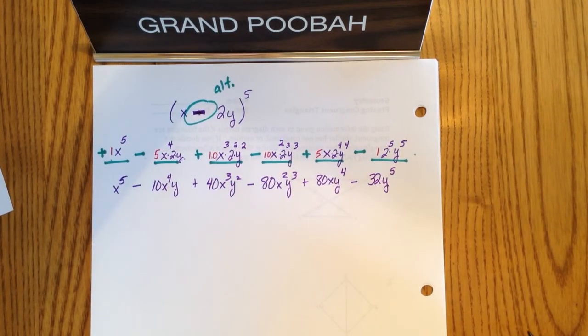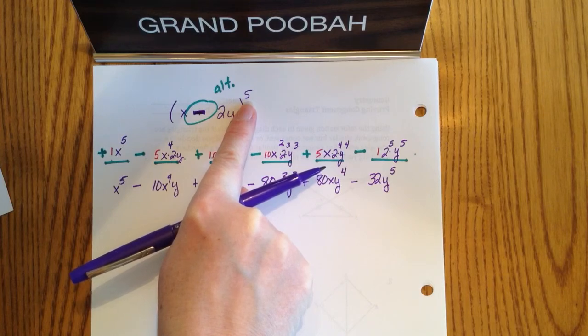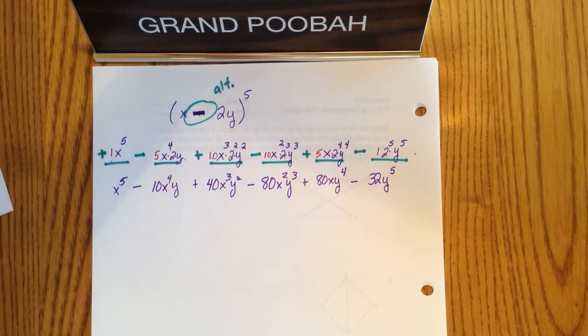Ha ha. Now that might seem a lot of work. Let me tell you, it's a lot easier than doing x minus 2y multiplied out 5 times. Trust me on that one. Or not. Do it yourself. All right, there it is. Enjoy.